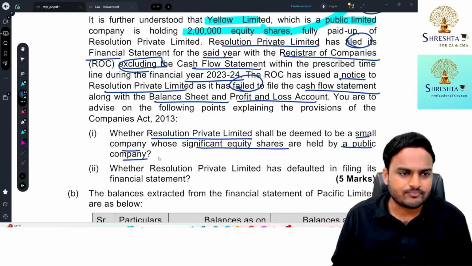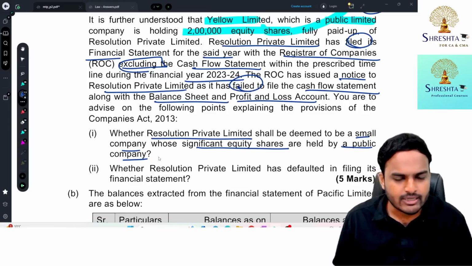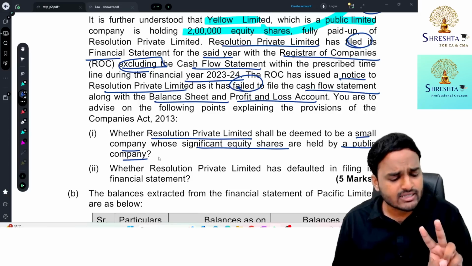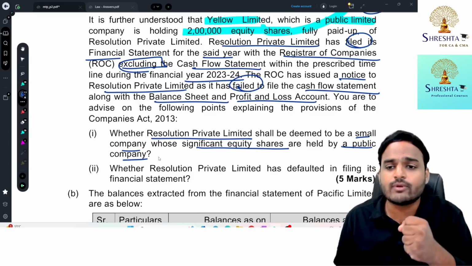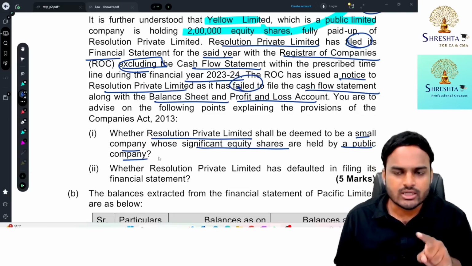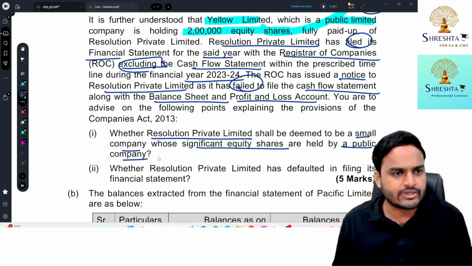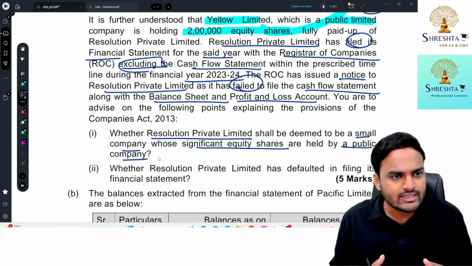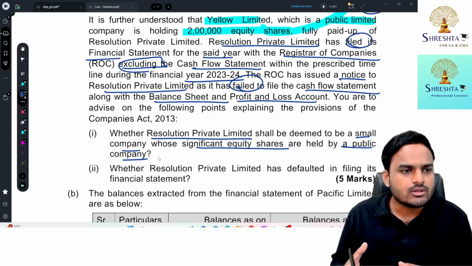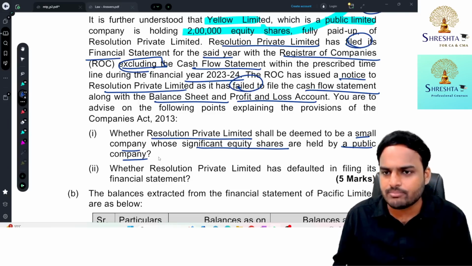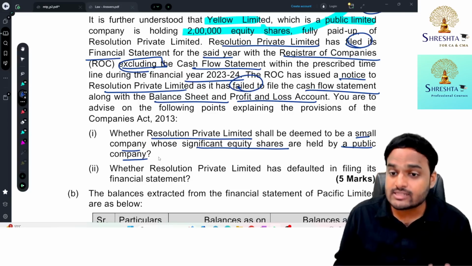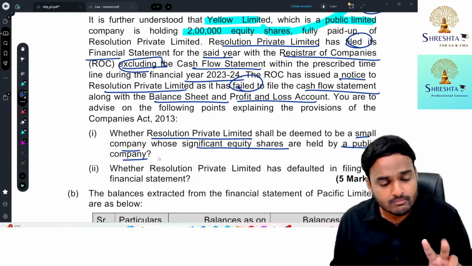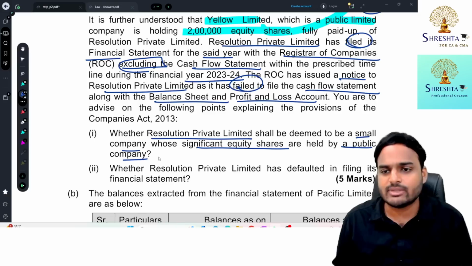If you look at the provision of small company, holding companies, subsidiary companies, Section 8 companies, and statutory companies are excluded from the scope of small company. Resolution Private Limited is not a subsidiary. Why? The holding of LO Limited is just 40%. It's not more than 50%. Therefore, it is not a subsidiary. Therefore, it is a small company. Why? Turnover and paid up share capital, both are within the limits only.